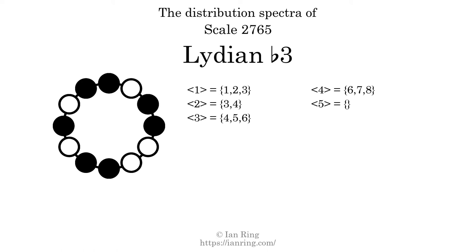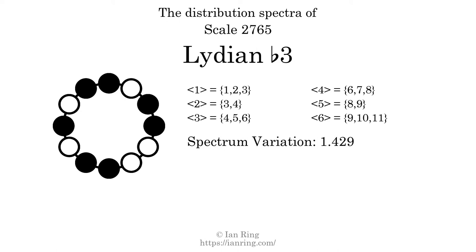The generic interval of 5 scale steps comes in 2 different specific interval sizes. 8 semitones, and 9 semitones. The spectrum width of this generic interval is 1. And finally, the generic interval of 6 scale steps comes in 3 different specific interval sizes. 9 semitones, 10 semitones, and 11 semitones. The spectrum width of this generic interval is 2.